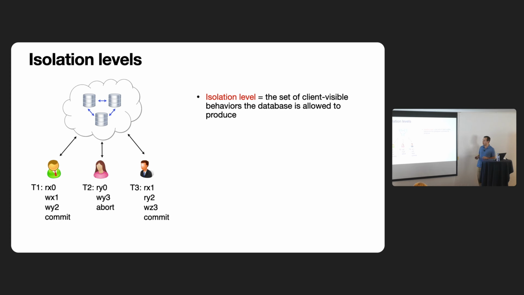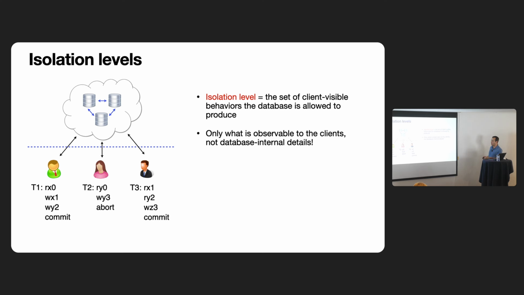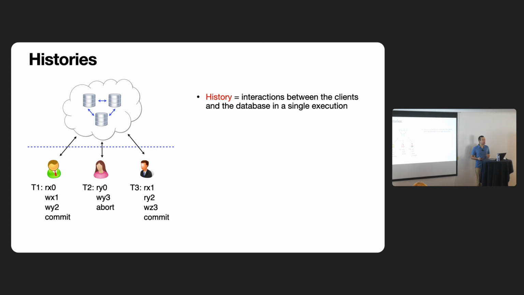If we look at the clients submitting transactions and the implementation of the database, then we draw a line here. And when we talk about isolation, we only talk about what's observable to the clients, not database internal details. It's going to be a very important distinction in my talk. To make this a bit more formal, the way I'm going to talk about these client-visible behaviors is using a notion of a history. A history is a record of interactions between the clients and the database in a single execution.